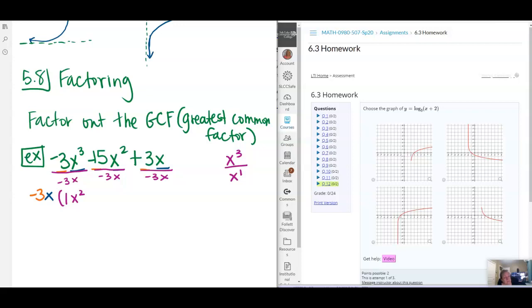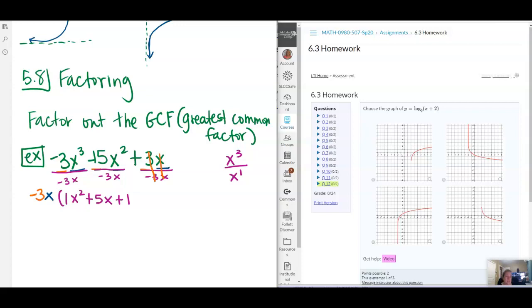Then negative 15 divided by negative 3 is a positive 5. And then x squared divided by x is just x. Right? Then 3x divided by 3x is just going to give me 1. Anything divided by itself, remember, is 1. And this is where a lot of people make mistakes. They forget to keep that 1 there at the end, thinking that, oh, there's nothing left.